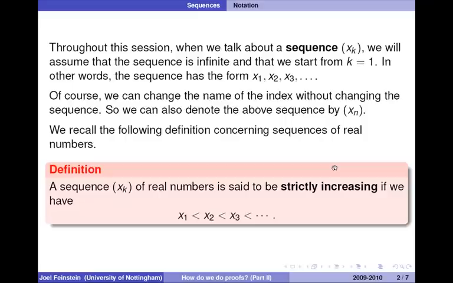And today we're going to be talking a lot about strictly increasing sequences. So since our sequences start with first term x1, a sequence of real numbers is strictly increasing if x1 is strictly less than x2, strictly less than x3, and so on. Each term is strictly bigger than the previous one.